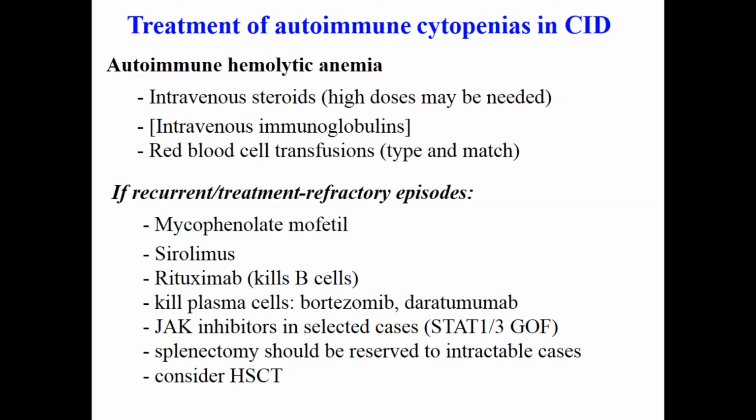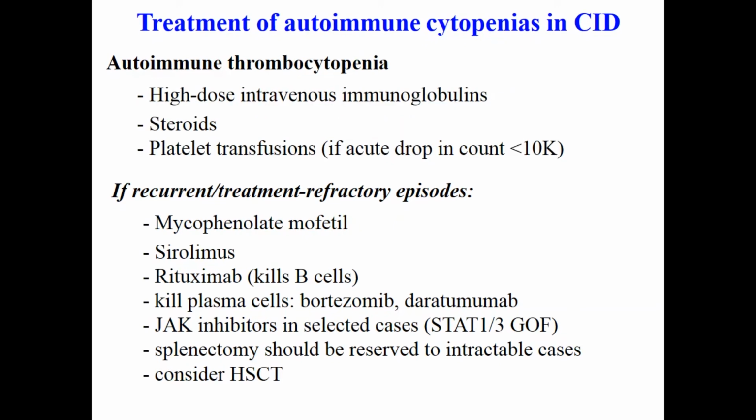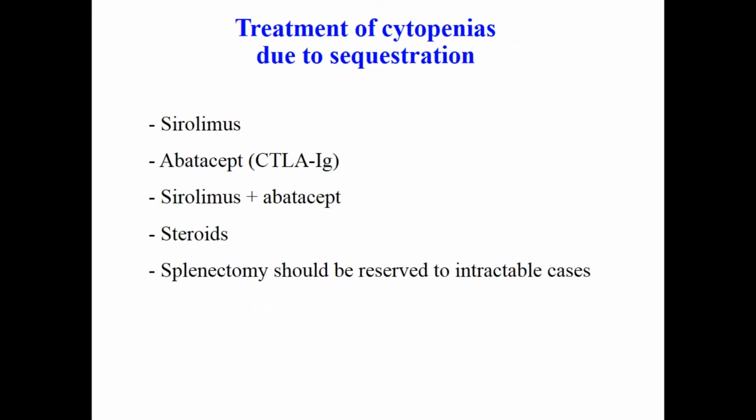Splenectomy should really be reserved for the intractable cases. This is true for all kinds of autoimmune episodes. And consider transplantation, especially if you have recurrent serious episodes of autoimmune hemolytic anemia. For ITP, high-dose intravenous immunoglobulins are the key treatment. Steroids are also helpful. Platelet transfusions, if you have a very severe drop in the platelet count, less than 10K, or if you have serious hemorrhages. Again, you may add additional drugs listed there, very much the same. You always try to target either the T cells or the B cells or the plasma cells. Same caution about splenectomy, and again, same argument about transplant.